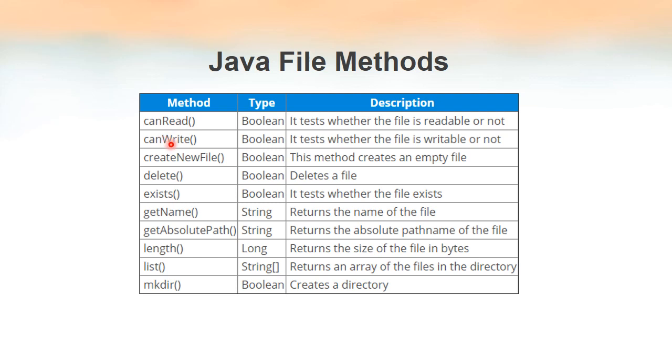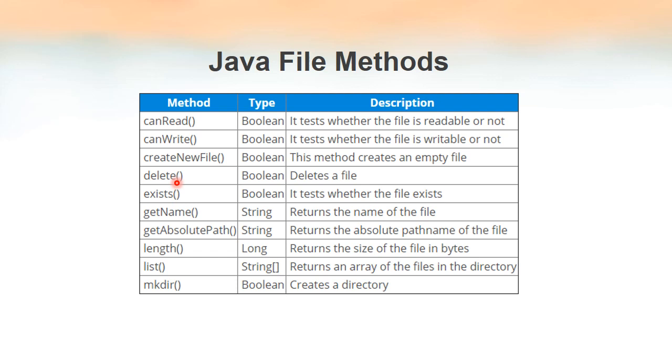Similarly, canWrite. This method also returns true if we can write into that file. If it is not possible to write, then it returns false. Then createNewFile. To create a new file at a particular location, we can use this method. This method also returns a boolean value. It tries to create a new, empty file. If it is successful, it returns true, otherwise it returns false.